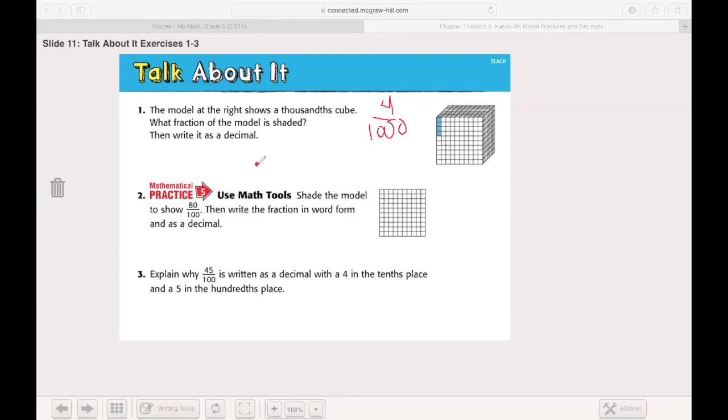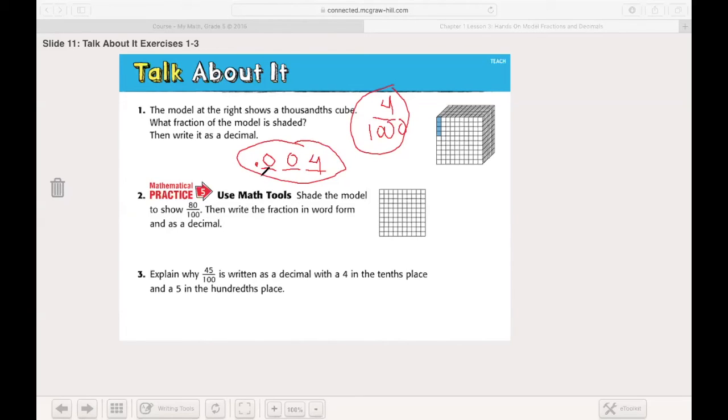I have my decimal point, and I have the first blank, which is tenths. The second blank is hundredths. The third blank is thousandths. My 4 would go here. There are 0 hundredths. There are 0 tenths. We have 4 thousandths. Here's your fraction. Here's your decimal.